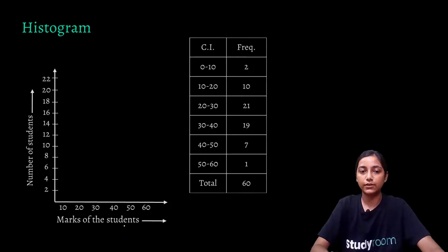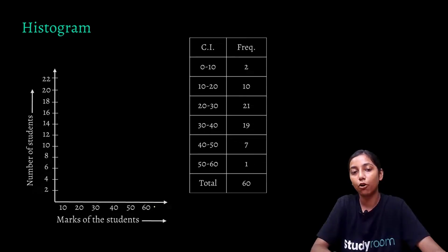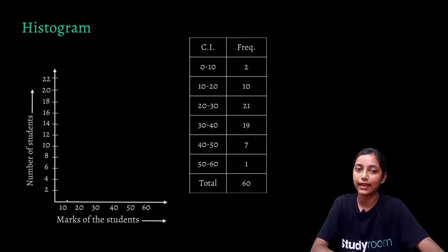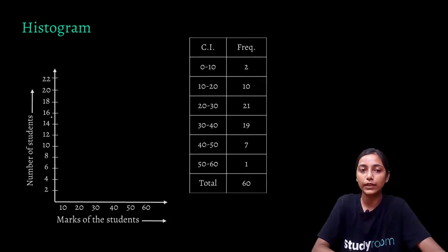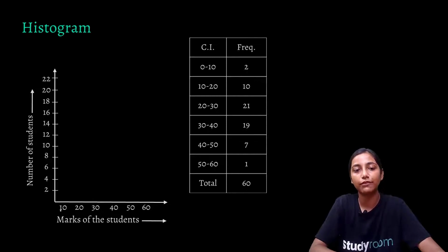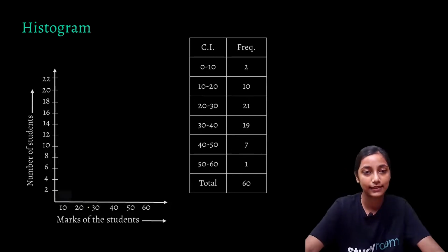Now we are going to make a histogram. We have written the marks of the students on the x-axis because these are our class intervals, and class intervals are written on the horizontal axis, the x-axis. We have written the frequency, that is the number of students, on the y-axis, right? 2, 4, 6, 8, we have given a gap of 2 to each. The scale that we have used is 2 units. Here also, because we know that the size of the class interval was 10, we have given a gap of 10 between each value: 10, 20, 30, 40, 50 and 60.